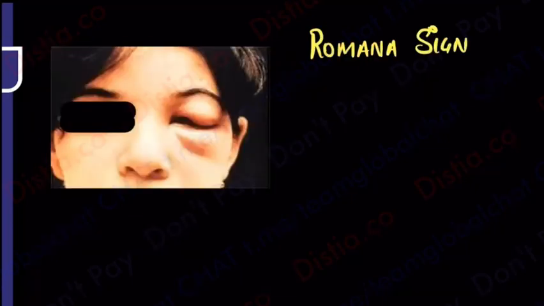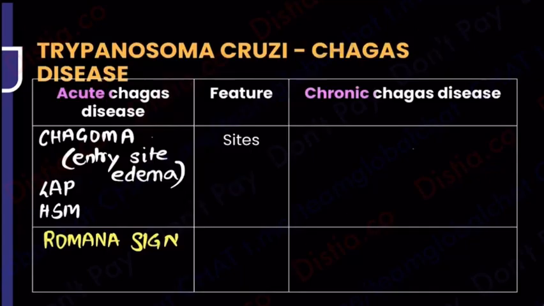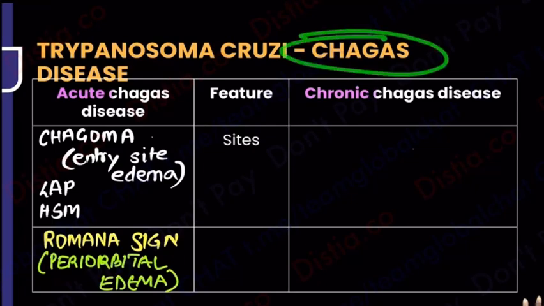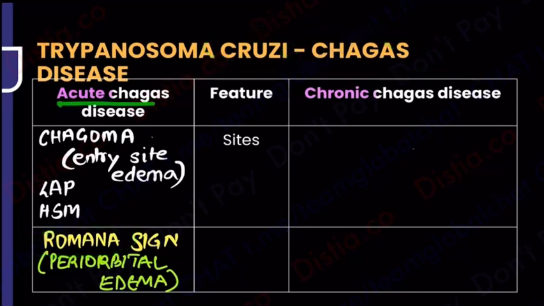Let me show you a picture of Romana sign. Can you see over here this periorbital edema? Rome. Remember, on the cruise they were going to Rome. So please remember, this Romana sign is nothing but periorbital edema that you have to know. This is very important. That's why I told you Chagas disease, going to Rome in a cruise, that is Trypanosoma cruzi and Romana sign is seen. This was all seen in acute Chagas disease.